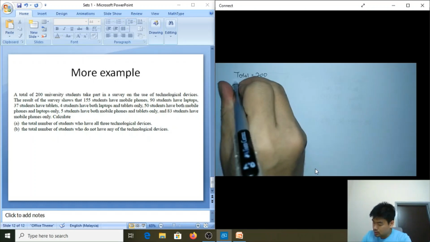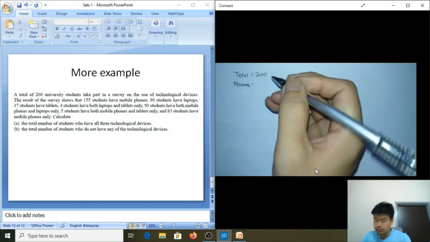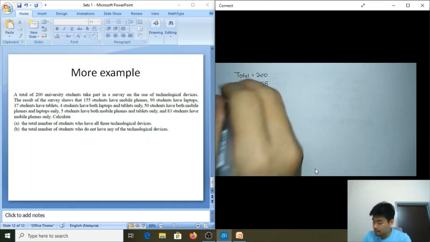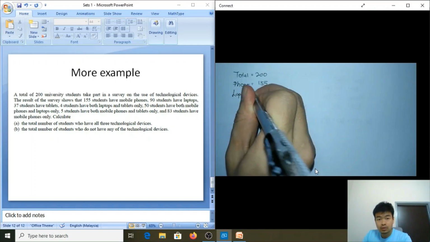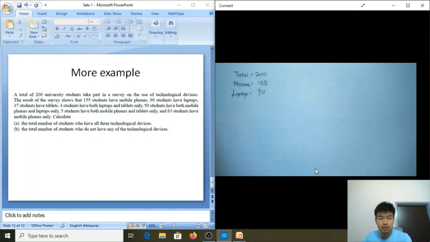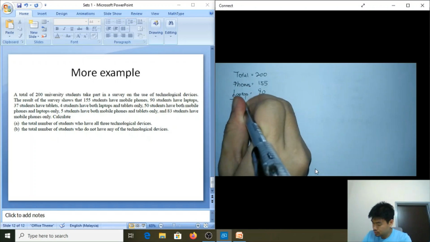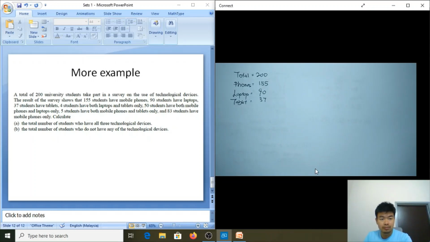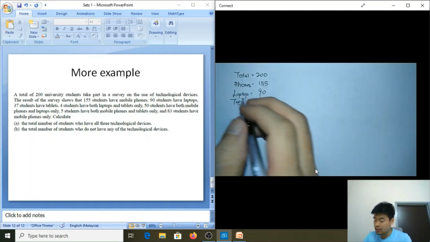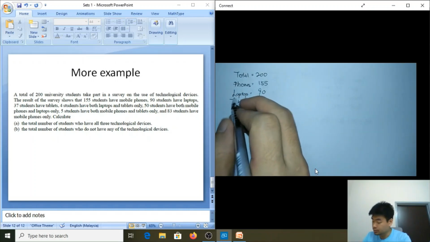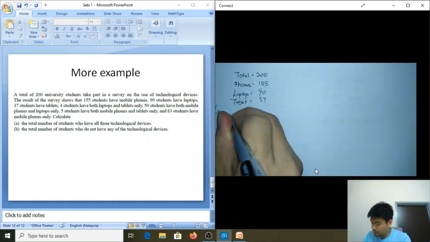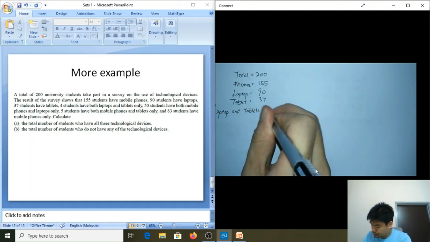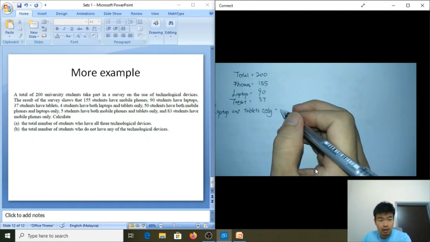Mobile phones, let's say phones, right? How many were using the phones? 155. How many are using the laptop? 90. How many are using the tablet? 37, right? 4 students have both laptops and tablets only. Okay, the word only is very important here. I'm going to write it down. Laptop and tablets only, 4, right?